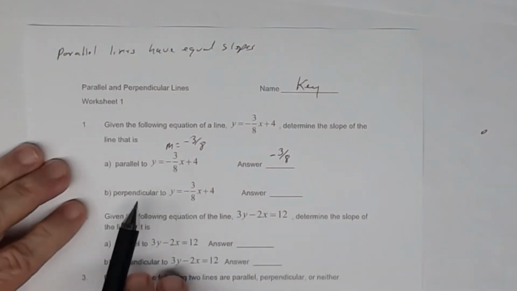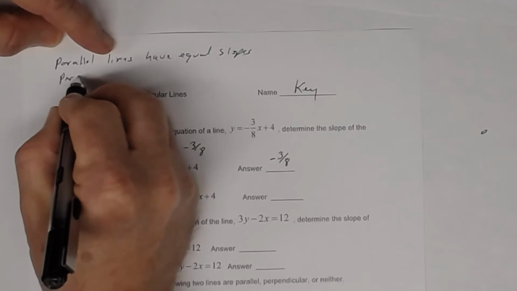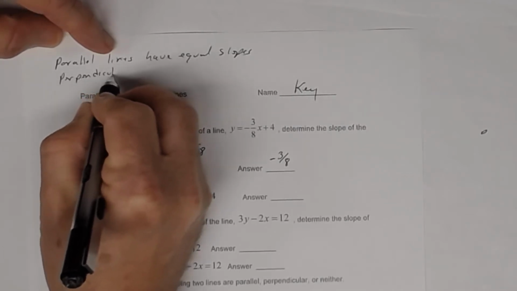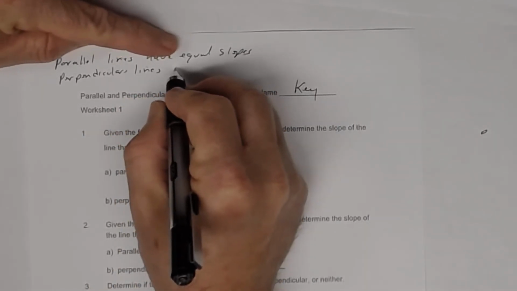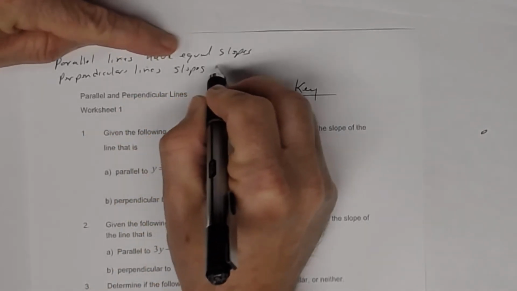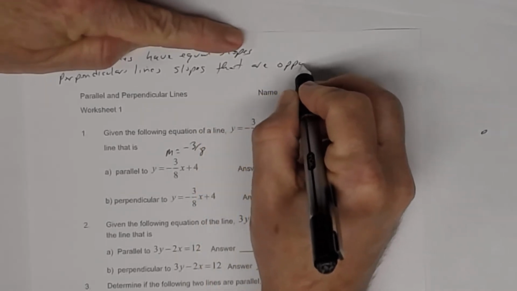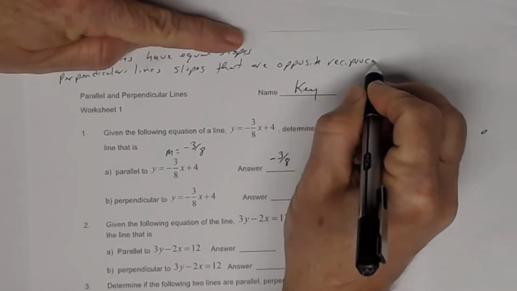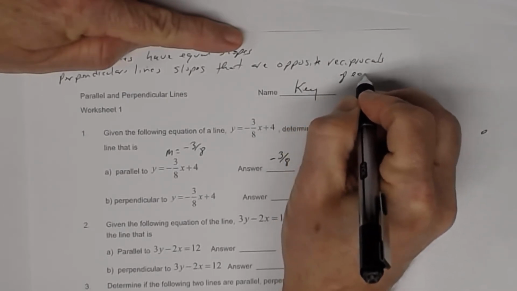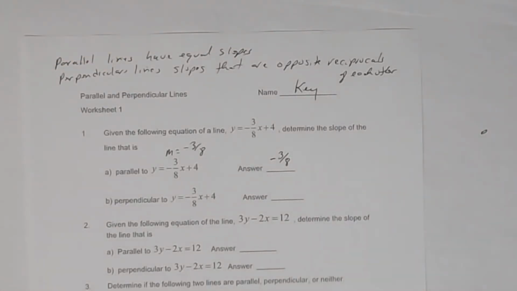And then the other thing you got to remember, this one's perpendicular now. So you got to remember that perpendicular lines have slopes that are opposite reciprocals of each other. Okay, so perpendicular lines have slopes that are opposite reciprocals of each other.